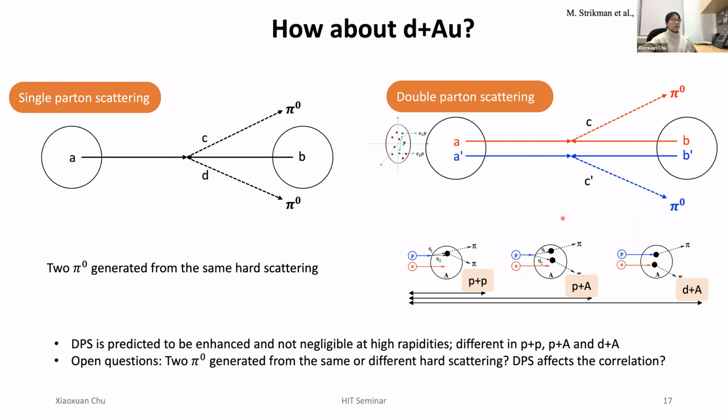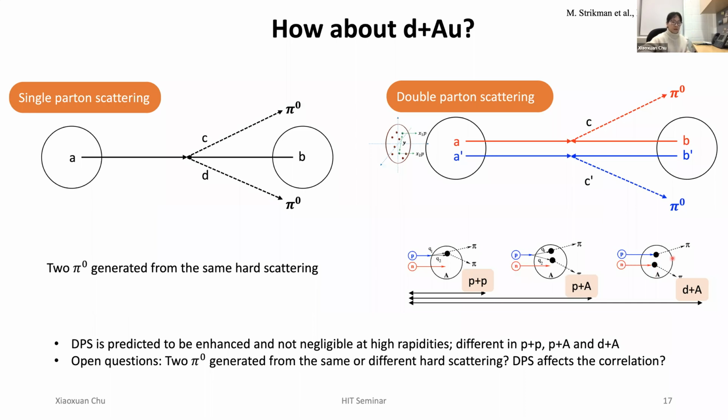The good thing is it is predicted that the double parton interactions behave differently in pp, pA, and dA collisions. In pp collisions, the double parton interactions can only happen when the two incoming partons come from the same nucleon and interact with the nucleon of the other proton beam and produce two pi zeros. For pA collisions, apart from this first procedure, we can also have an additional contribution where the two partons come from the proton but individually interact with different nucleons from the gold beam. And for d-gold, apart from the previous two items, there is also an additional contribution where the two partons come from different nucleons and interact with different nucleons of the gold beam.